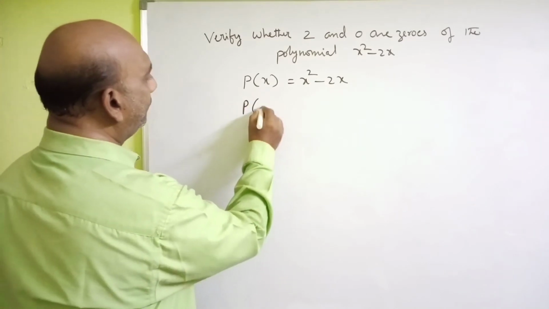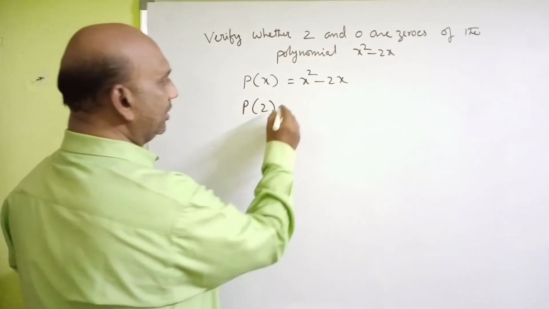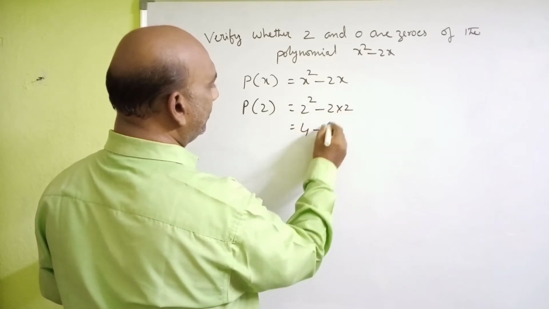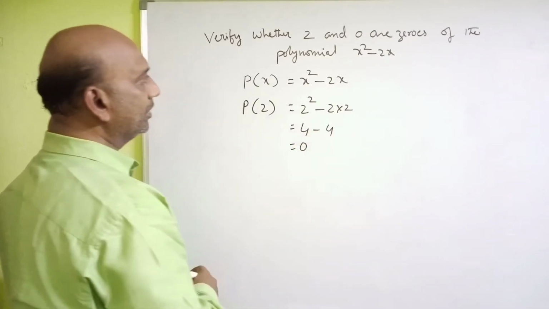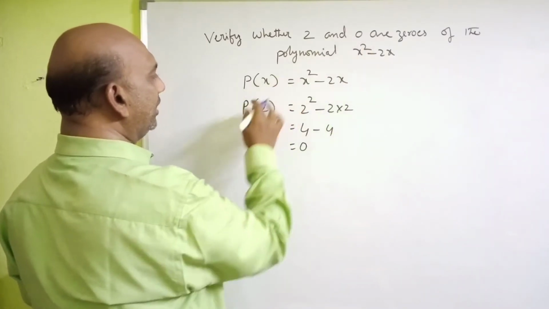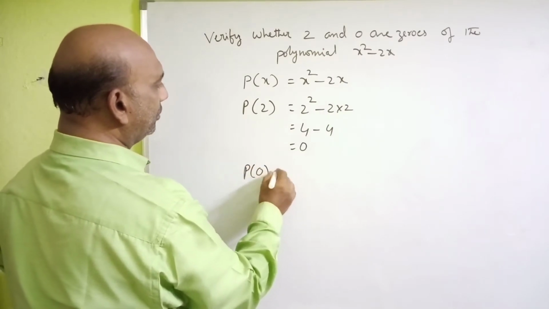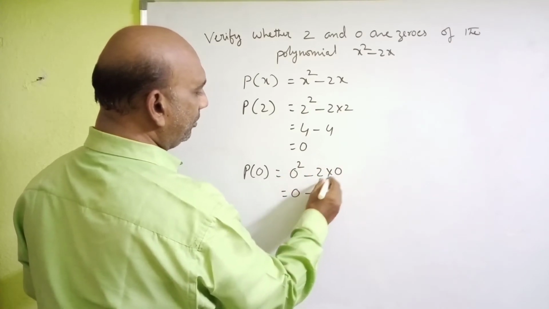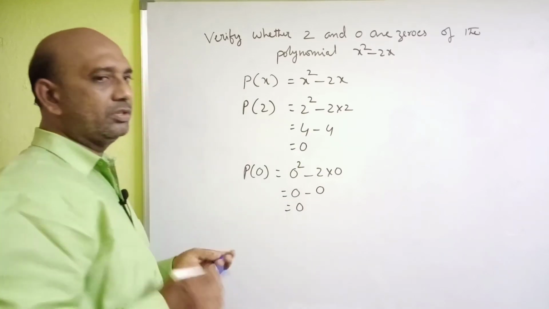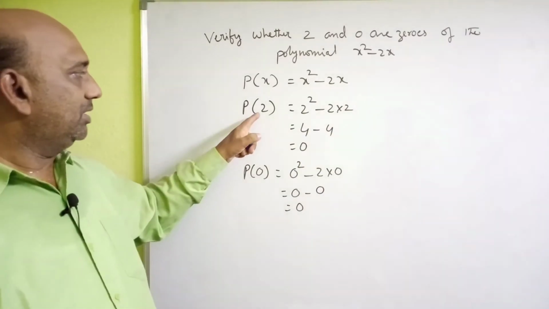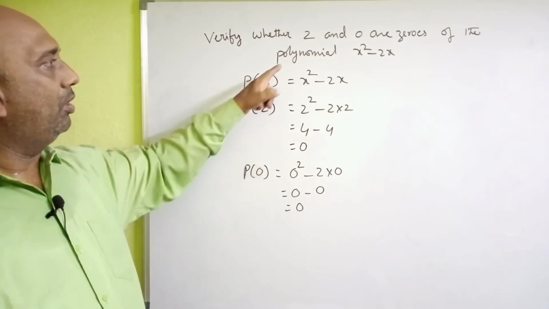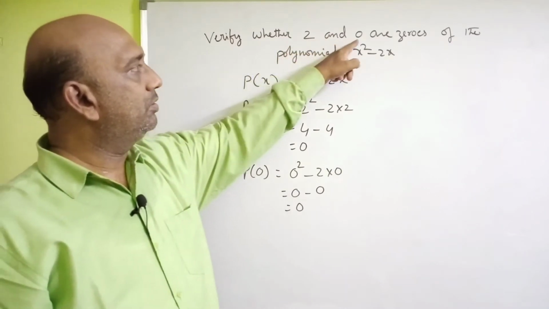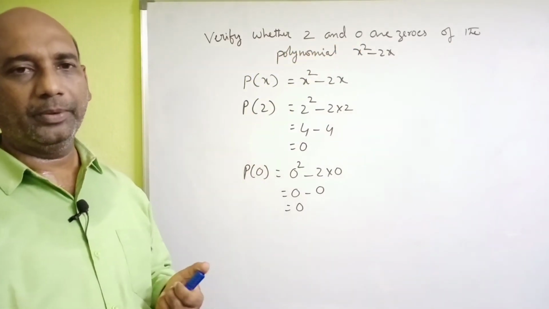So p of 2, first substitute 2 in place of x. That is equal to 2 square minus 2 into 2. That is equal to 2 square means 4, minus 2 twos are 4, equal to 0. Also substitute 0 in place of x. That is p of 0 equal to 0 square minus 2 into 0, equal to 0 square value is 0 minus 2 into 0 is 0. So its value is also 0. At x is equal to 2 and 0, the polynomial value became 0. That's why 2 and 0 are called zeros of this polynomial.